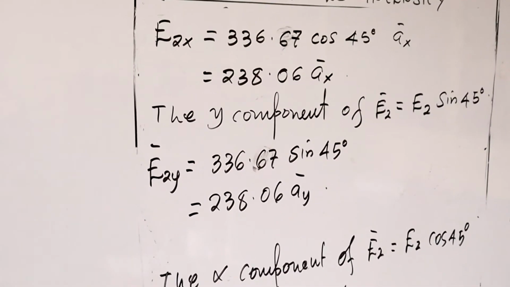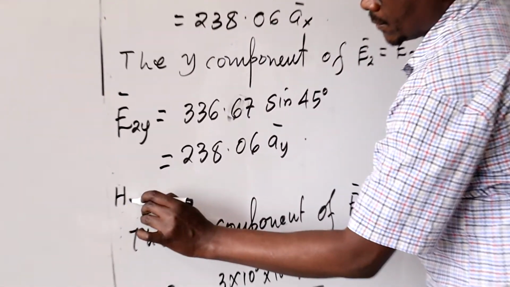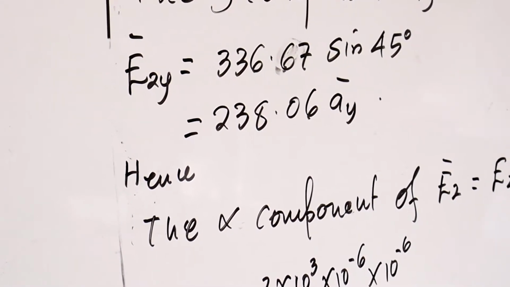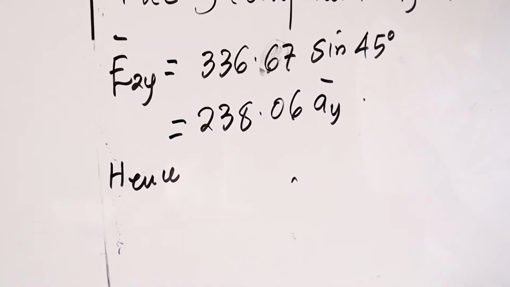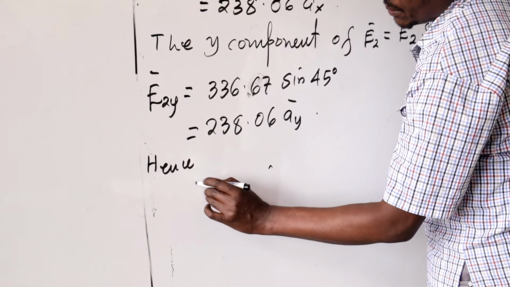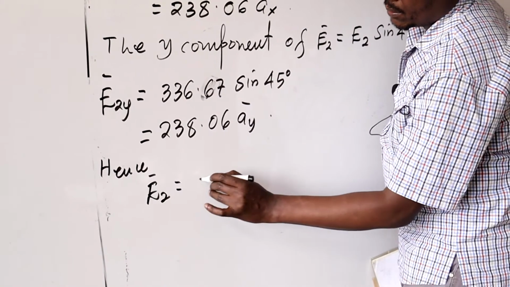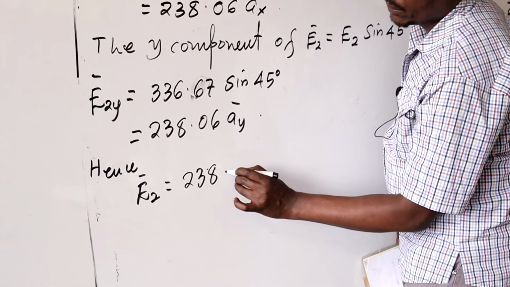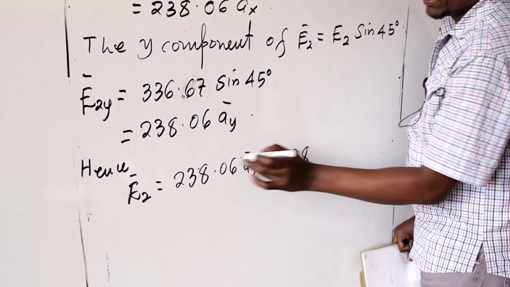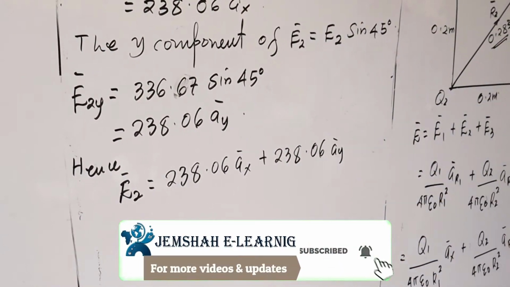Now at least we found that, or rather hence, maybe I can conclude that here, that hence E2 becomes what? Hence, my E2 bar will be 238.06 AX plus 238.06 of what? AY. So now that is our E2.